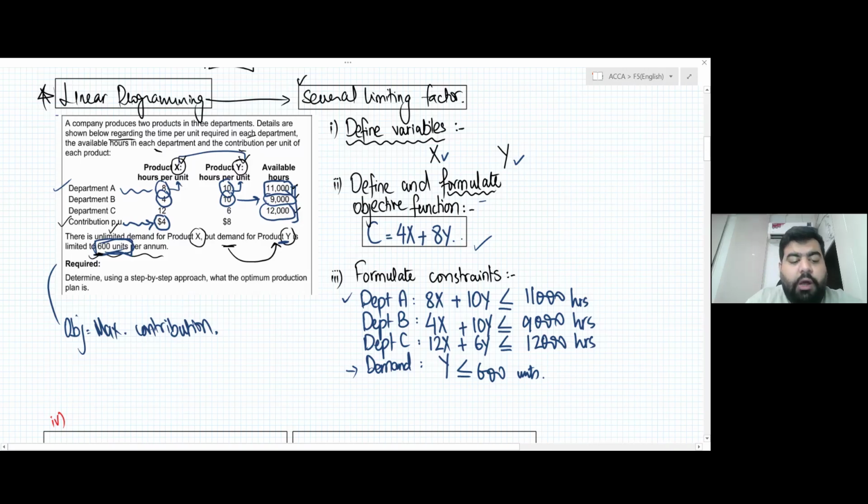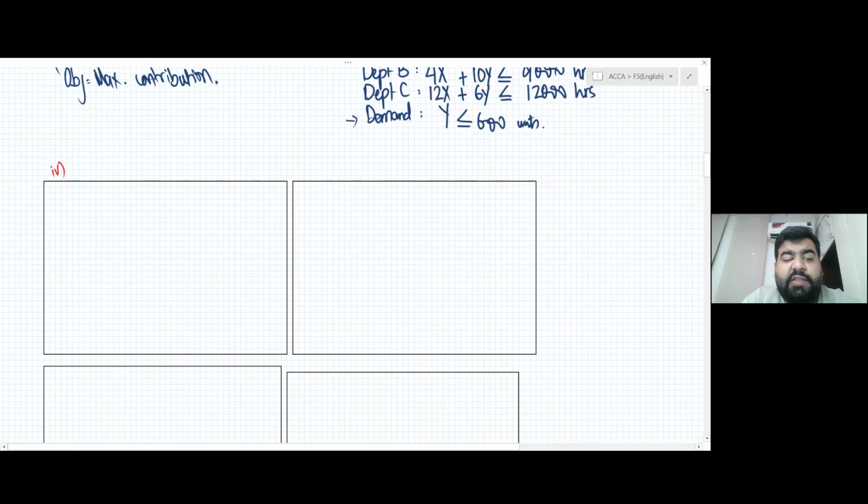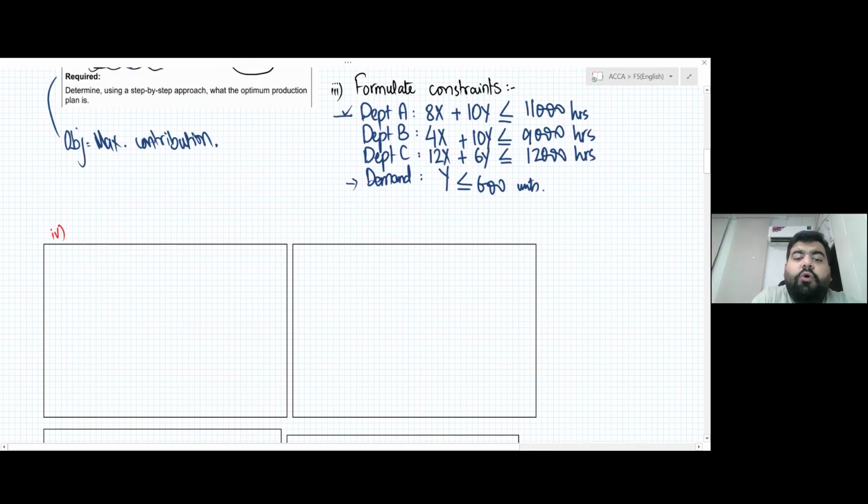Okay, now there is a fourth step. The third step we have done. In the fourth step, you have to take all these formulas in this box. I've made 4 boxes. So first I will take department A box, department A.